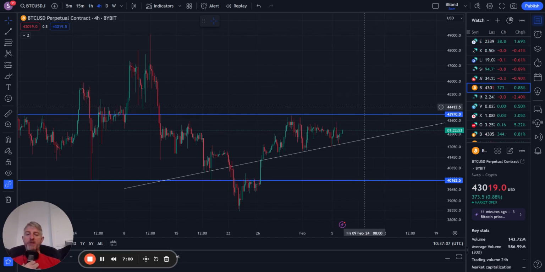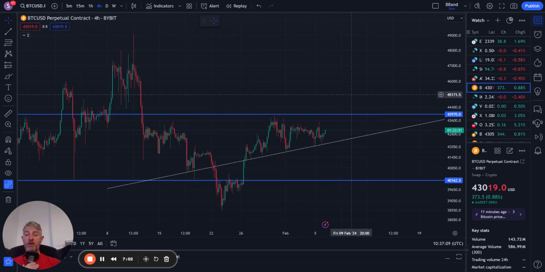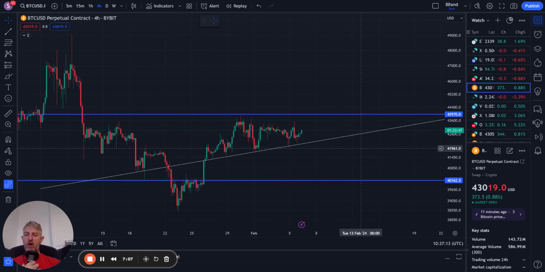So there you go. That's the price action analysis for today. It's no different, but I hope you've enjoyed it, and I'll catch you tomorrow.